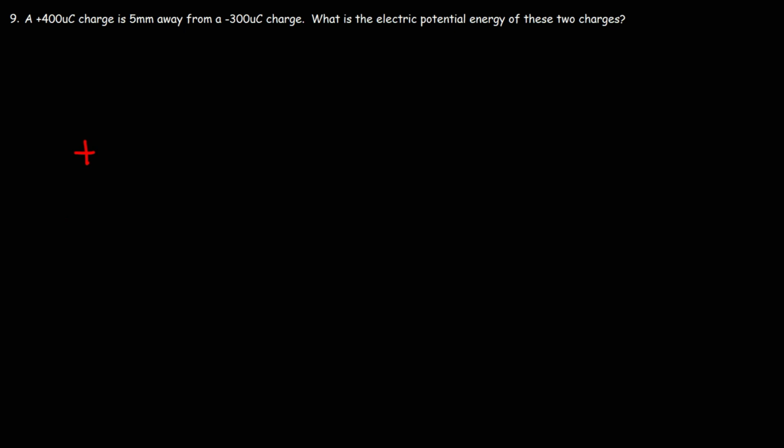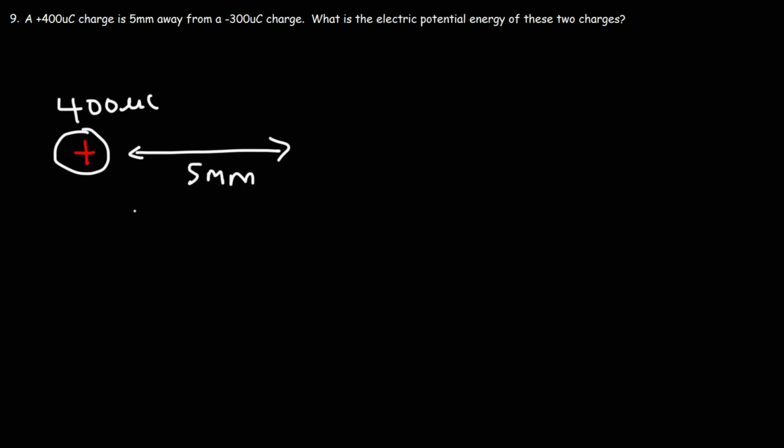Here's a simple way to remember the formula that you need for this problem. Let's say we have the 400 microcoulomb charge here. At a distance 5 millimeters away, that charge, which we'll call Q1, will create an electric potential at this point, V1. The electric potential created by a point charge is KQ over R.